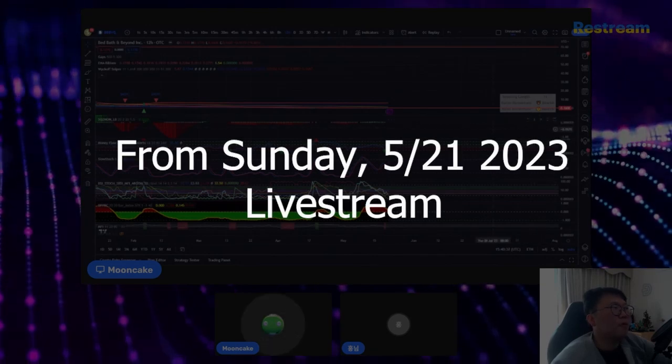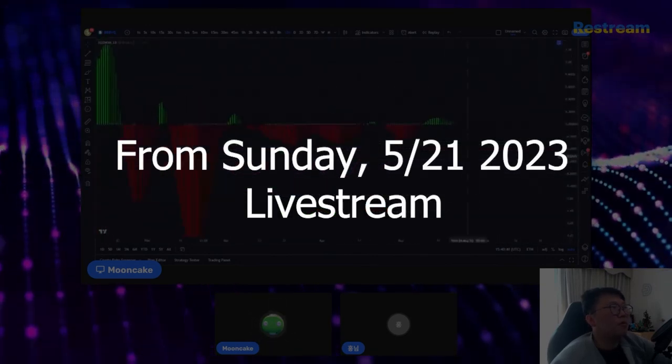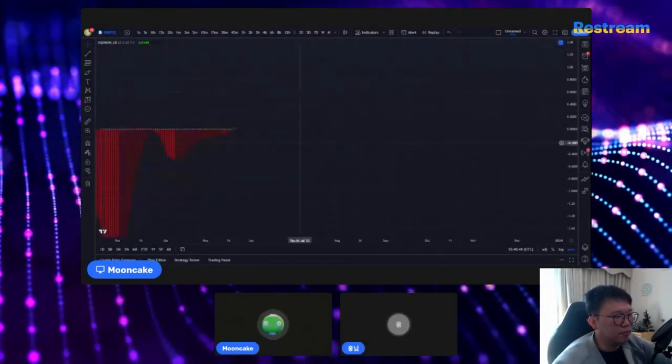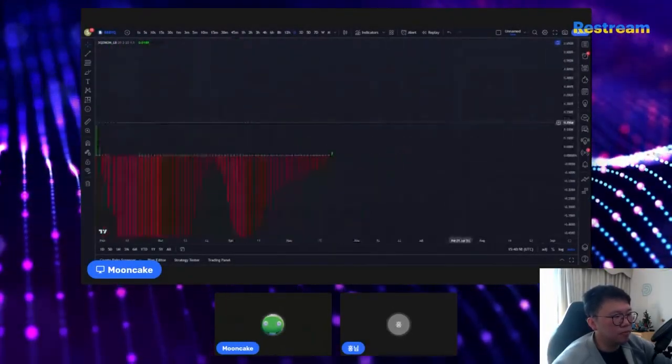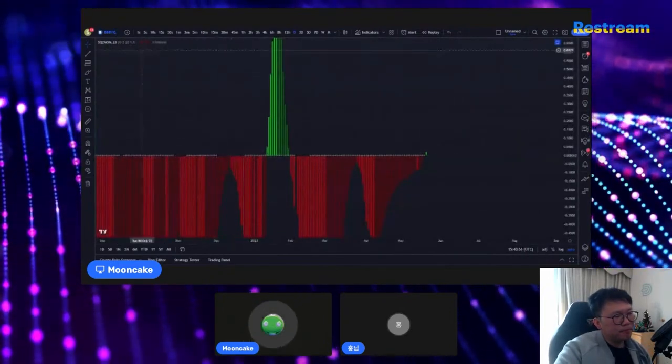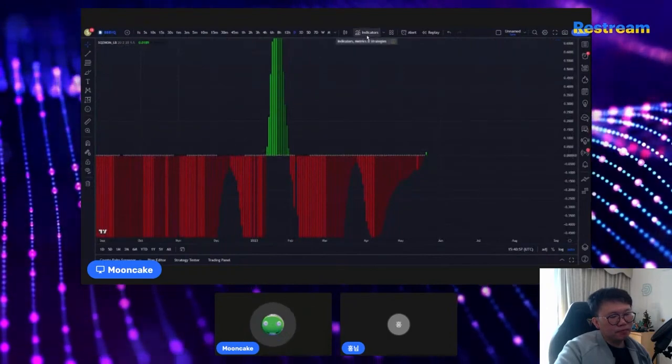So this is a TTM squeeze. It's a bit more correct than yours. This is the daily, that's the dip you're talking about. Let me explain the way TTM works. It works off Bollinger points.